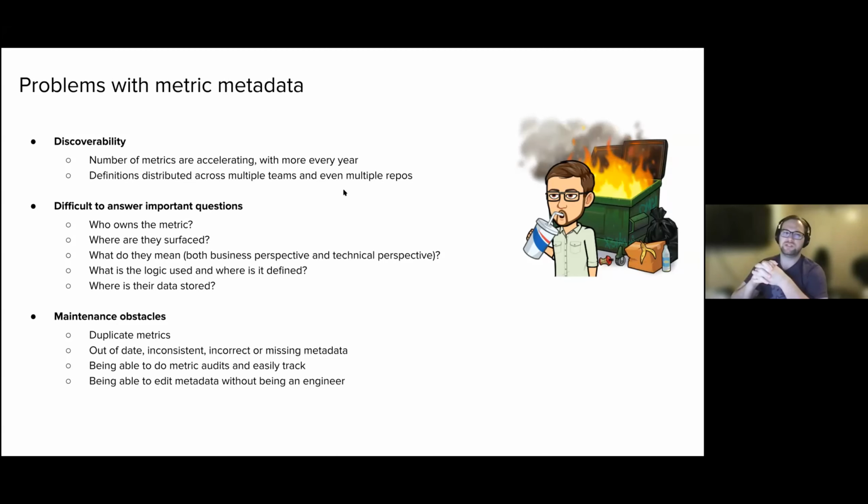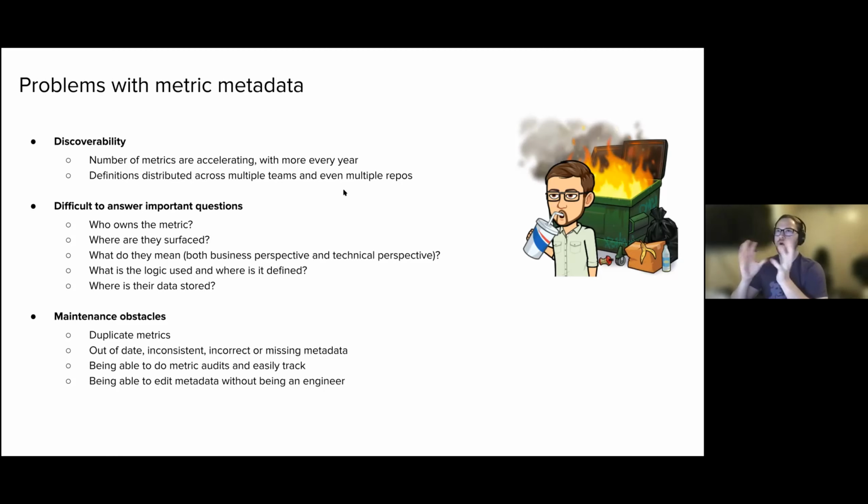One of the biggest ones was discoverability. Every year we're accelerating the number of metrics we have, since we're growing at a fast pace in users and in the features we're onboarding. This makes it very difficult for anybody to know where they are and how to actually use them. This is increased even more because multiple teams across Snap have different types of metrics and manage them in different ways, as well as being distributed across multiple repositories.